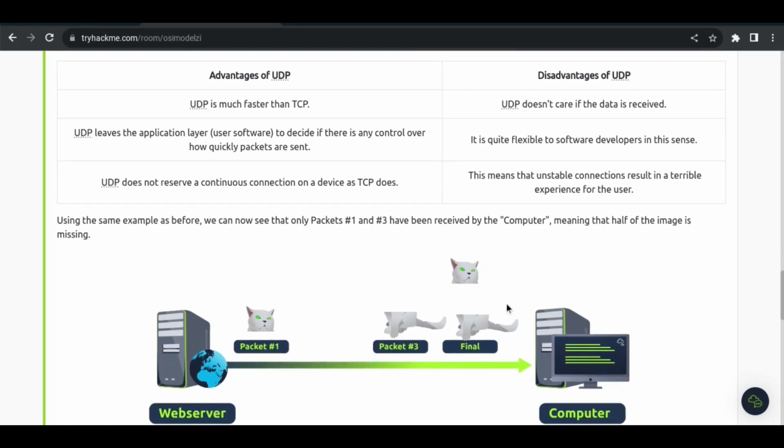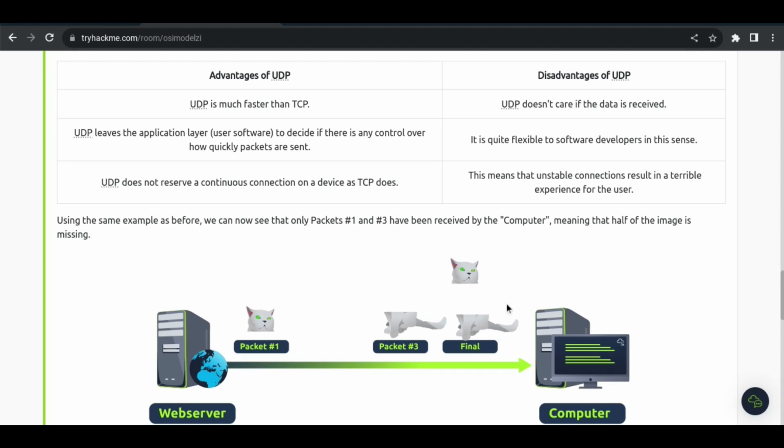Advantages of UDP. UDP is much faster than TCP. UDP leaves the application layer user software to decide if there is any control over how quickly packets are sent. UDP does not reserve a continuous connection on a device as TCP does. Moving on to disadvantages of UDP. UDP doesn't care if data is received. It is quite flexible to software developers in this sense. This means that unstable connections result in a terrible experience for the user.